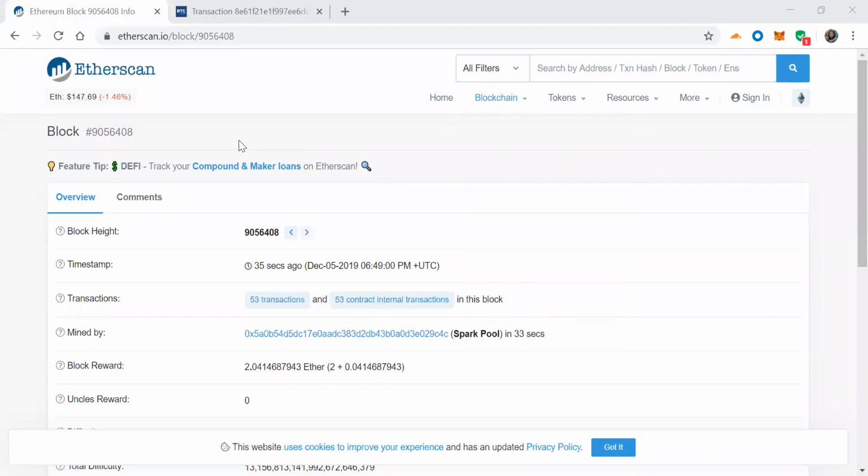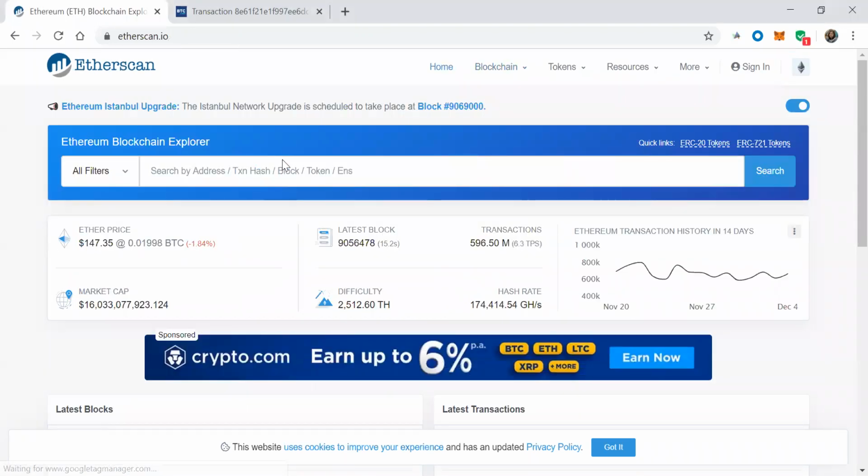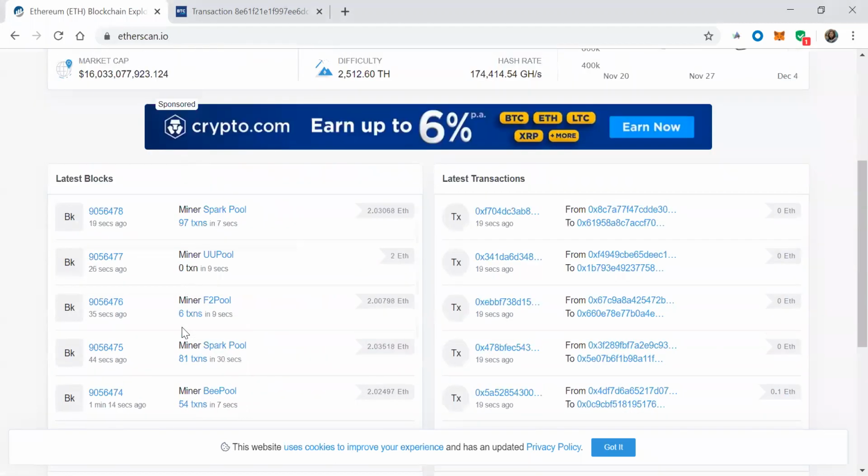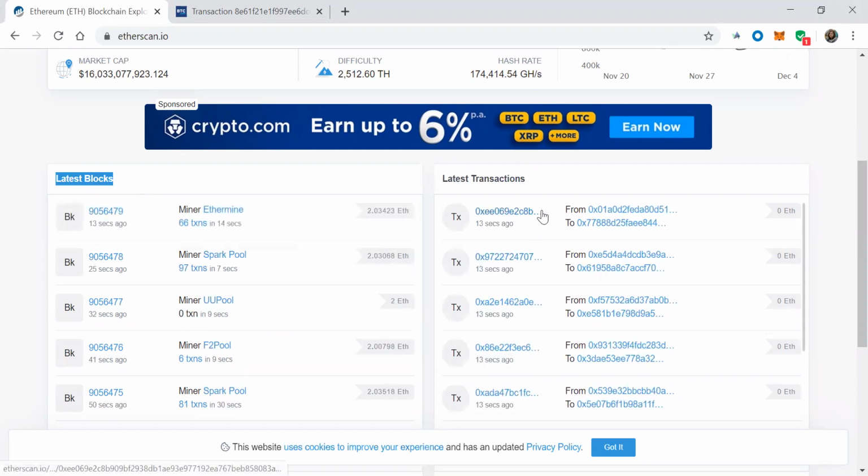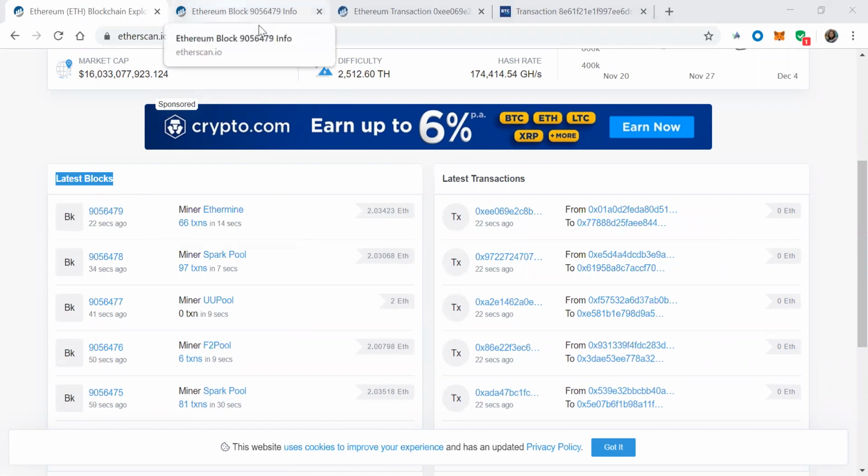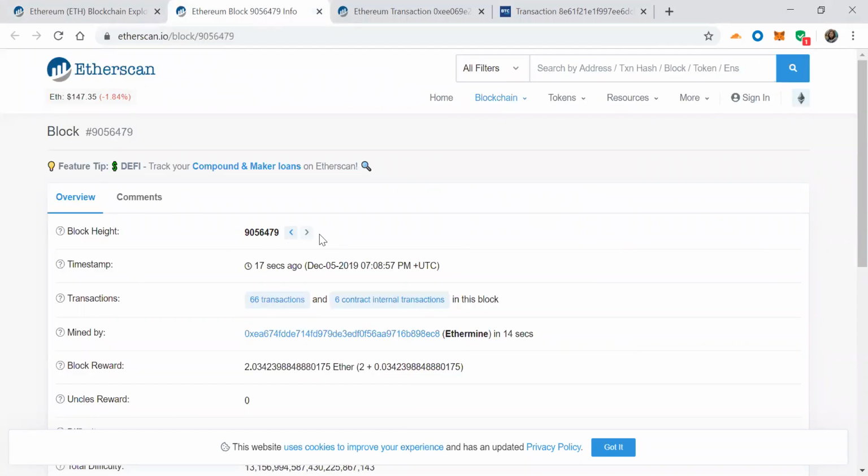Suppose this is Etherscan. As I told you about a platform, Ethereum, here you have actual blocks. See the latest blocks that we have, the latest transactions. Each and every block has its latest transactions. So this is one block. This is one transaction which we can look into. So this is the block. You can see the block height. You can go to the previous block. There are 97 transactions.